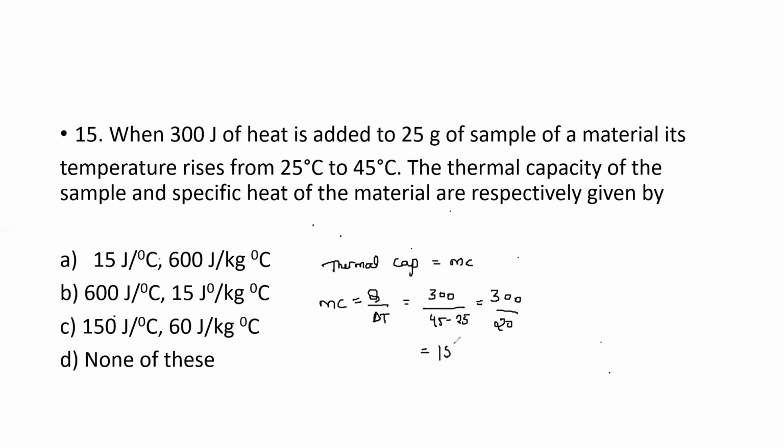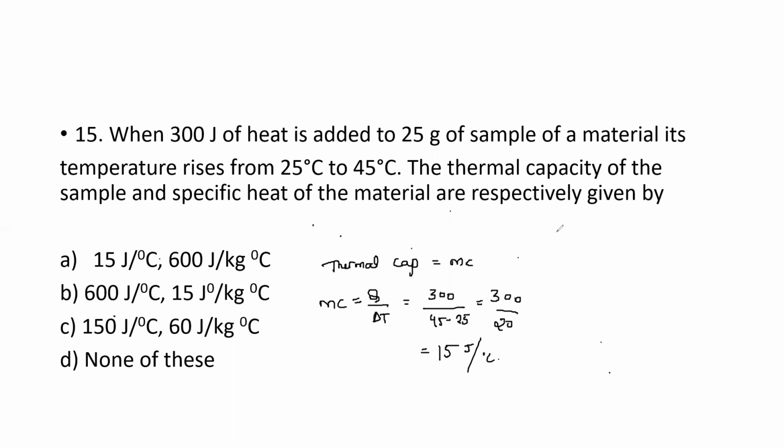That is 2, and the 2 fifteens are 15 joules per degree Celsius. 15 joules per degree Celsius. Okay, so this is thermal capacity. Next, we need to calculate the specific heat also.